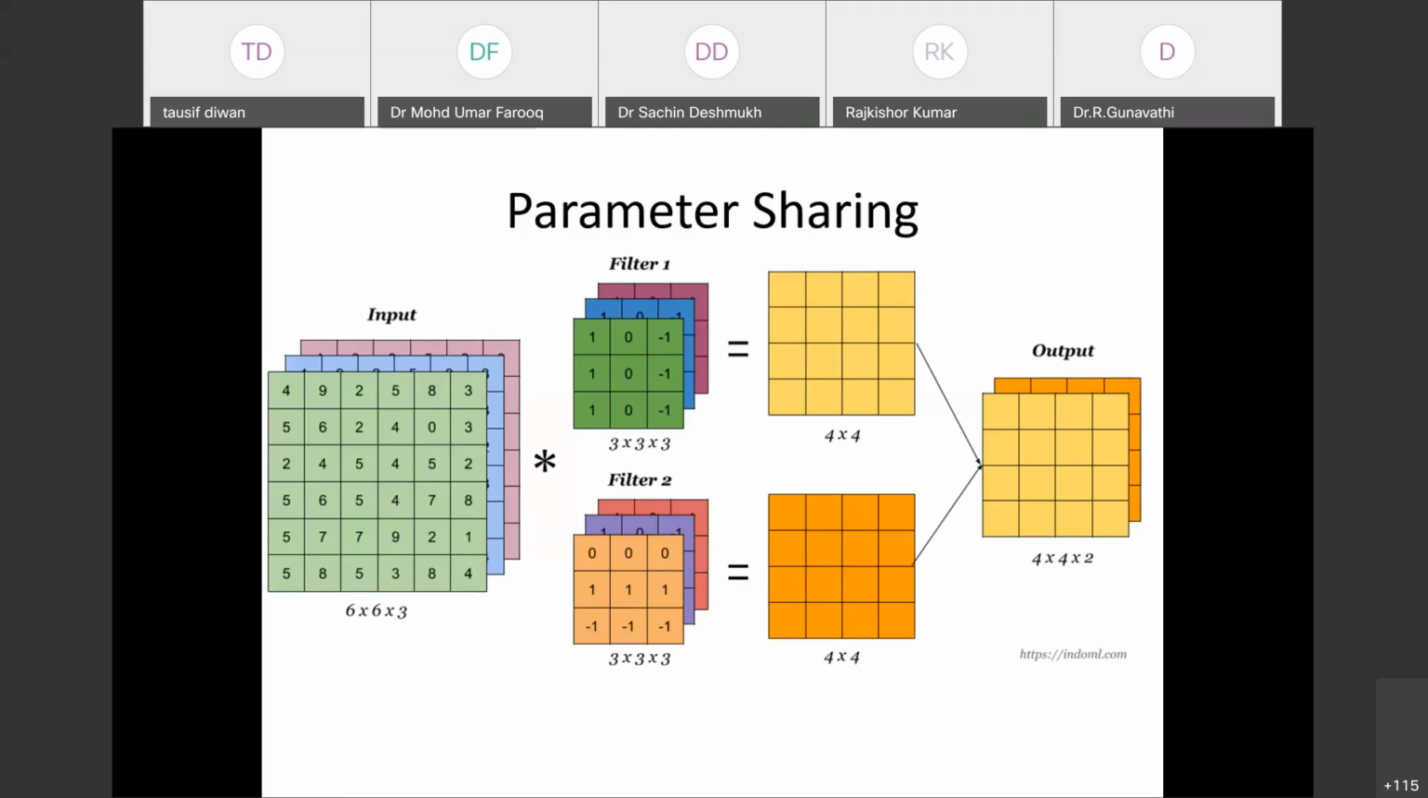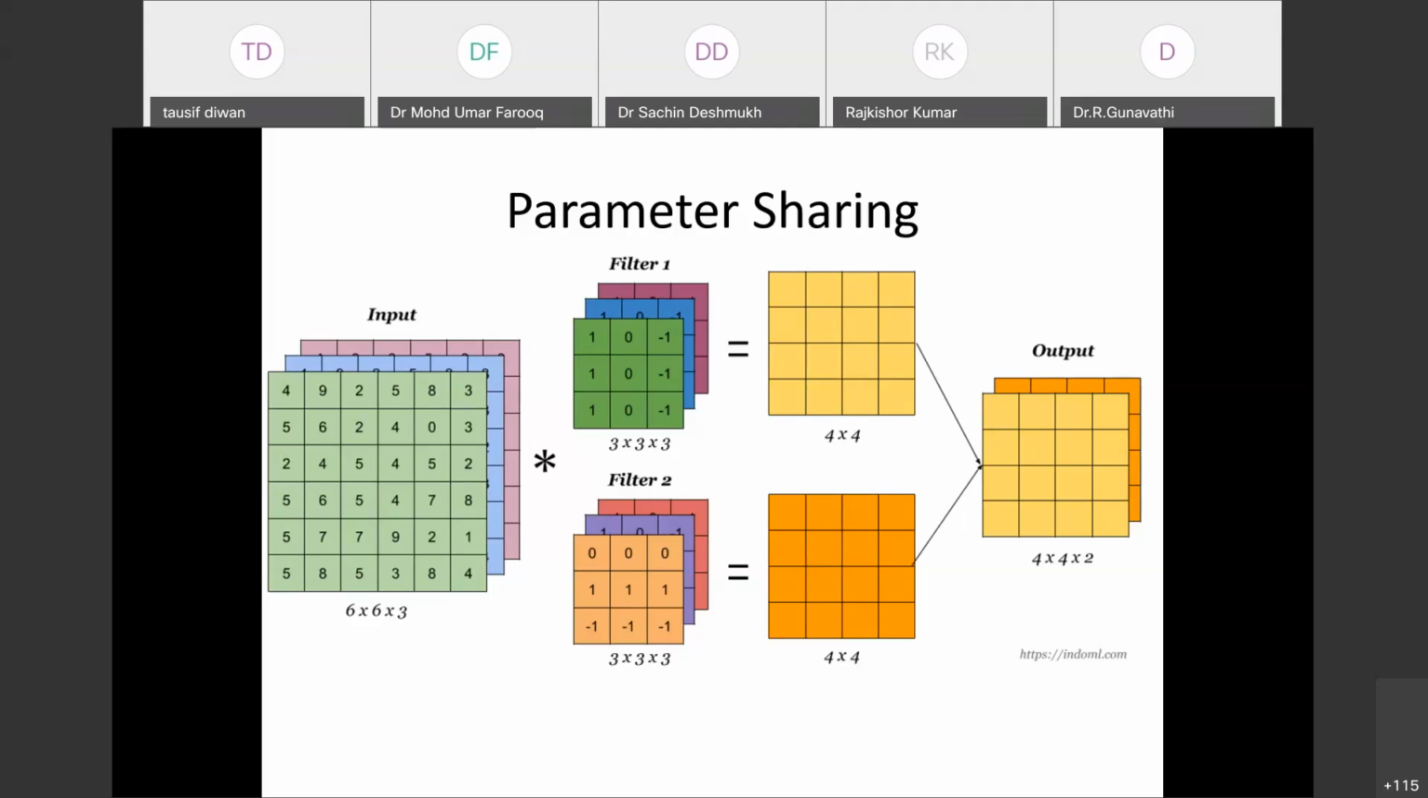Now just compute the number of parameters. First, how many parameters are associated with filter 1? 27 is one option. Is there any other option? 9. Any other? 3.